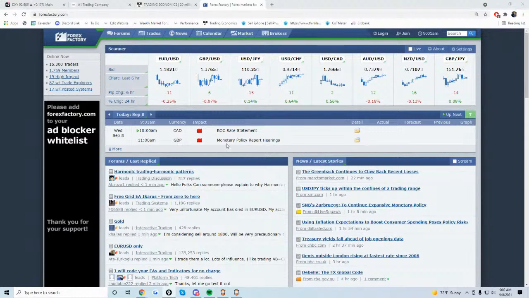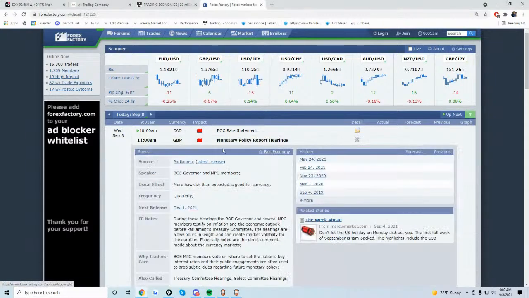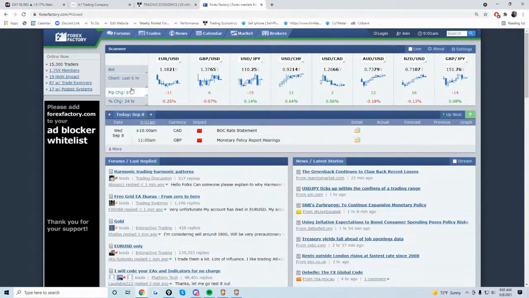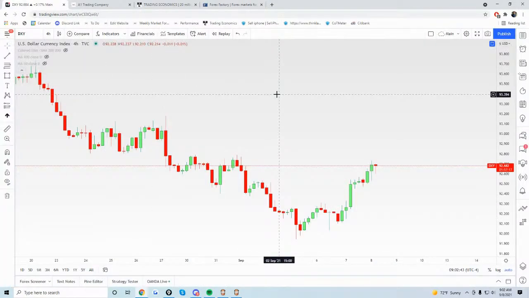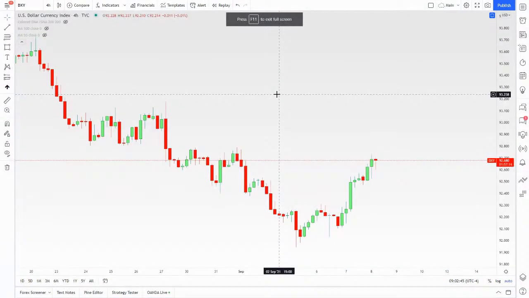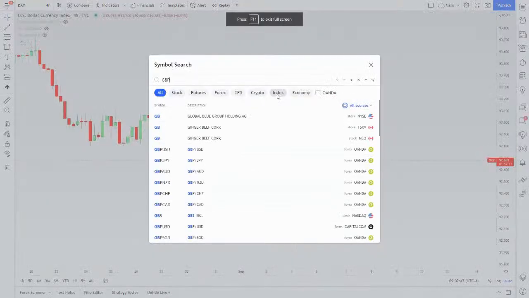As well as, of course, we do have the GBP, the pound monetary policy report hearings at 11 a.m., which is in just 2 hours from now. So 1 hour from now, we do have Bank of Canada, and then 2 hours from now, we do have the Bank of England, which definitely could be market moving for both sets of currency pairs. If you're watching things like GBP USD today, we'll take a look at some of those. Let's actually start with the pound.